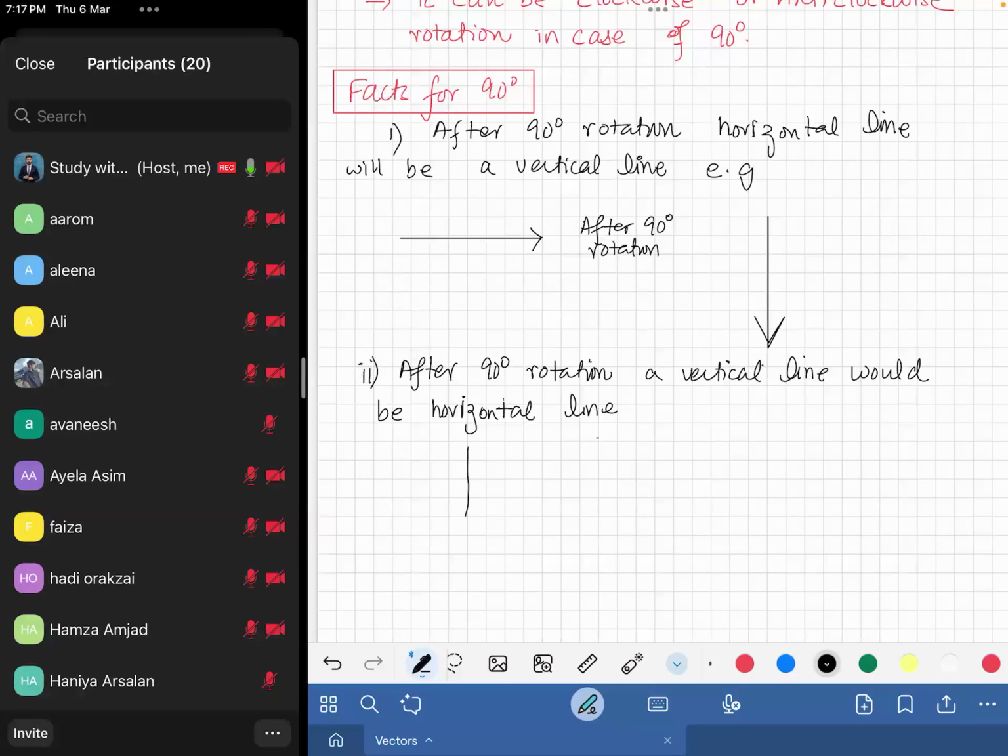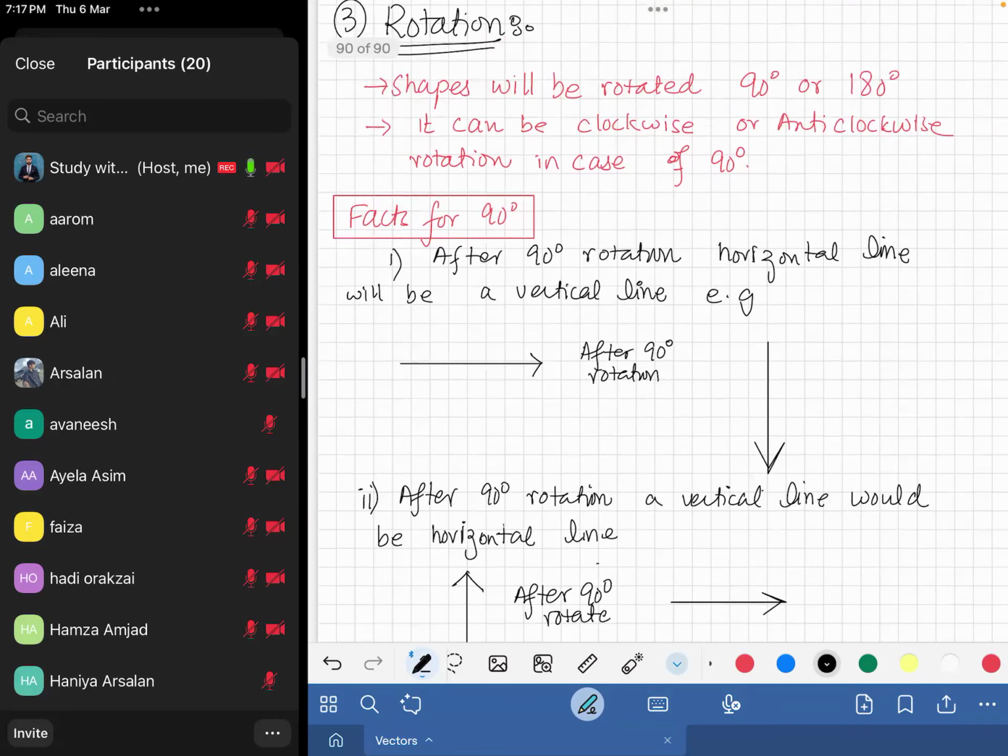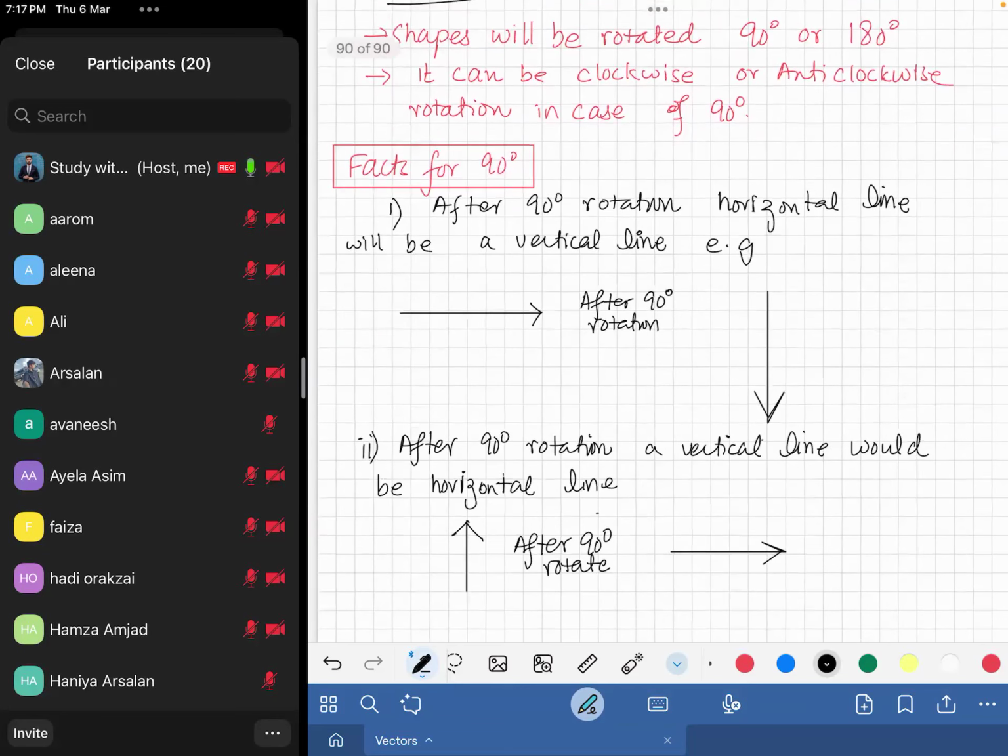For example, if this is a vertical line and you rotate it by 90 degrees, after 90 degrees rotation this vertical line will become a horizontal line. Do you agree with me or not? These are the facts for the rotation topic. So, any problems so far? Anyone? No, sir. This is very easy.